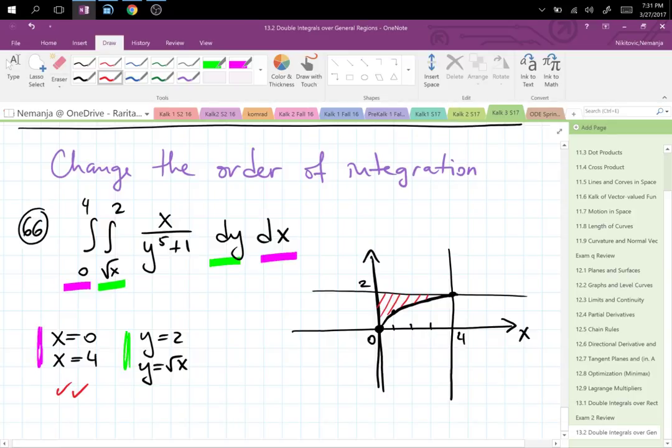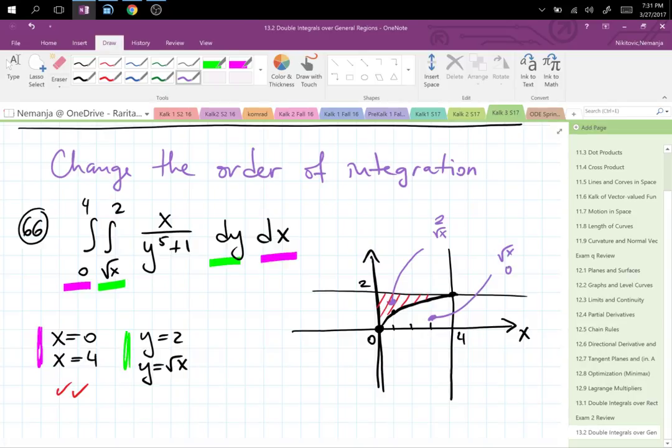So I'm going to write this now. This region here is 2 on top, root x on the bottom, and this region here is root x on the top and 0 on the bottom. Do we all see that?